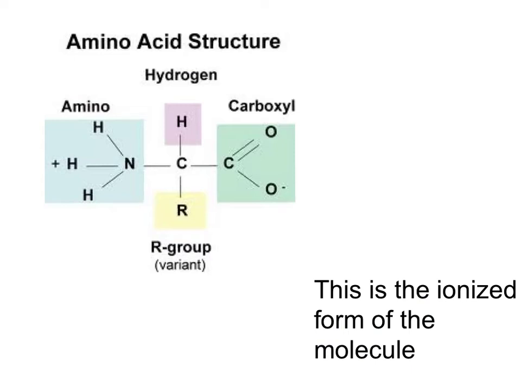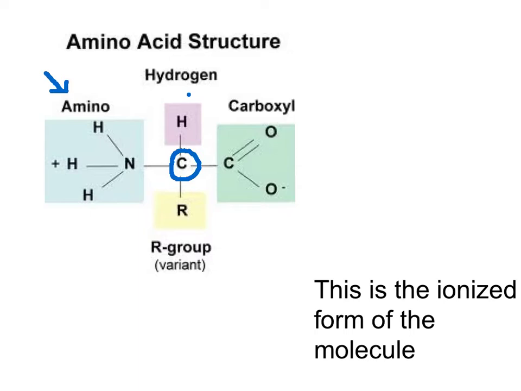So this is a graphic of the basic amino acid structure. All of the 20 different amino acids have a central carbon, and around that central carbon there's a hydrogen, and then there's 2 functional groups, one on each side. One of the functional groups is called the amino group, and it has nitrogen in it. So this is the first time that we've seen a macromolecule with nitrogen in it.